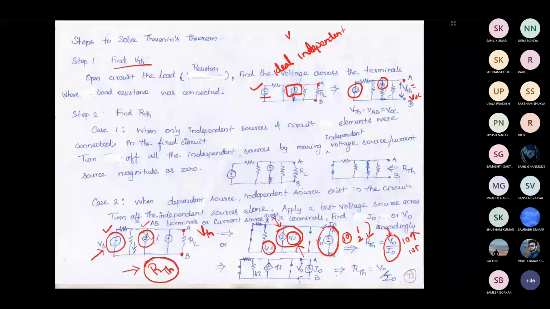Okay, so what I'm saying is, for VTH it's not an issue. When it is RTH, what happens is, when you have a dependent source, it is not possible for us to find the R Thevenin directly. So for that, what we are going to do is apply a test voltage source. This is called a test voltage source. Then we are going to give it to the terminals A and B, or where the load is connected.